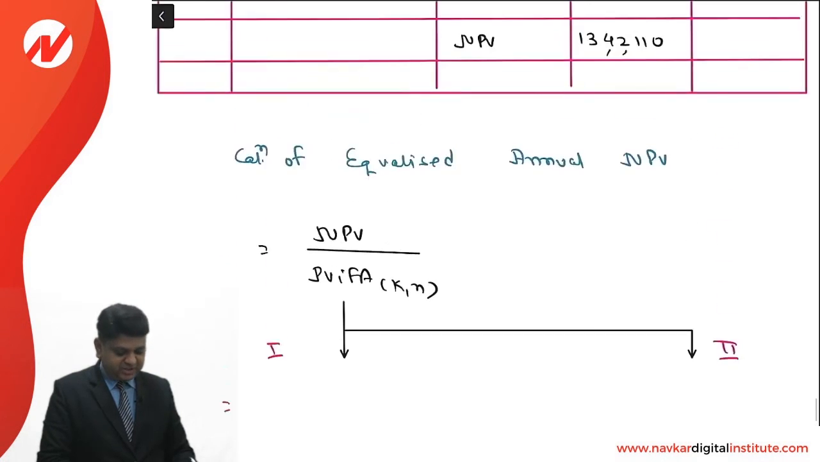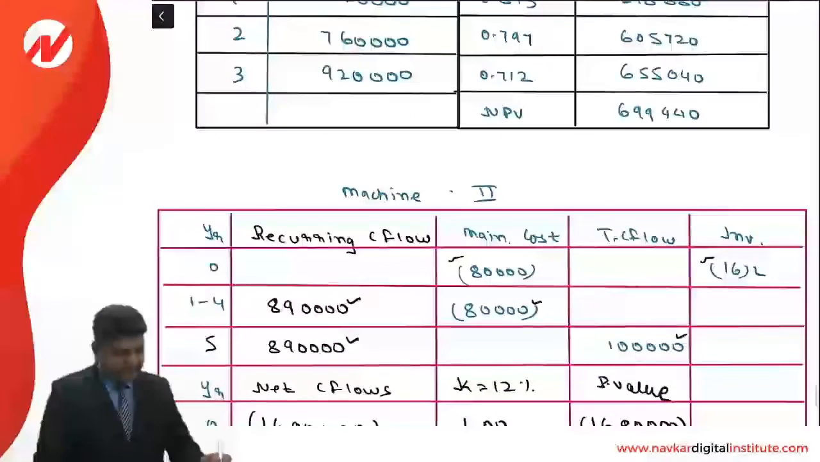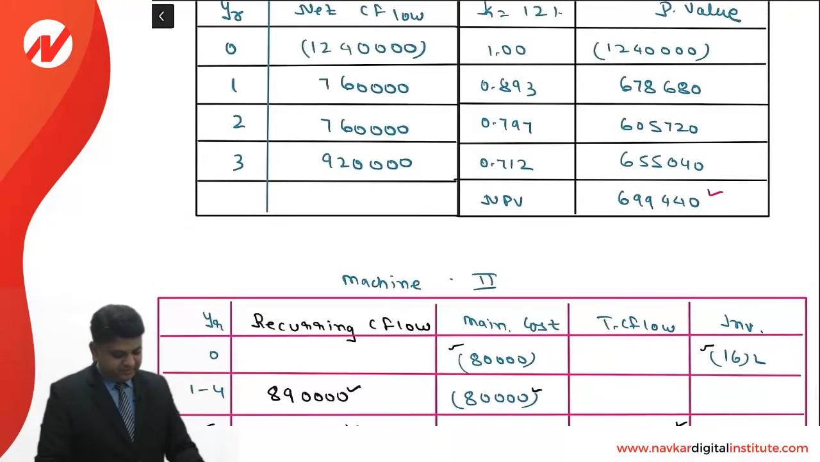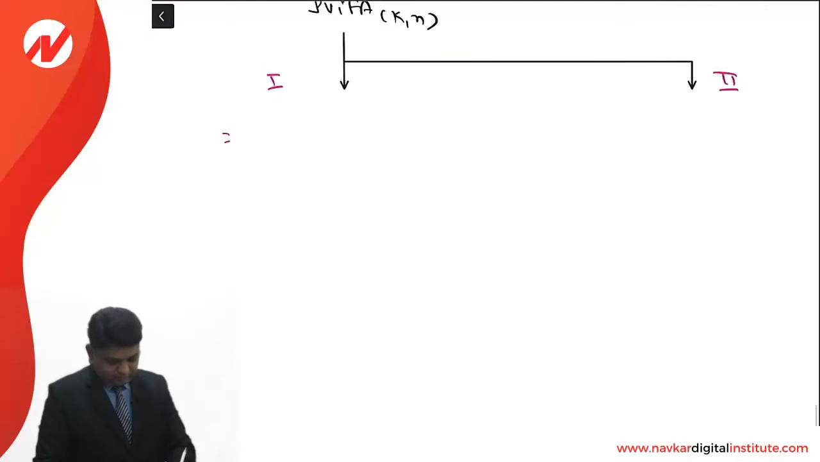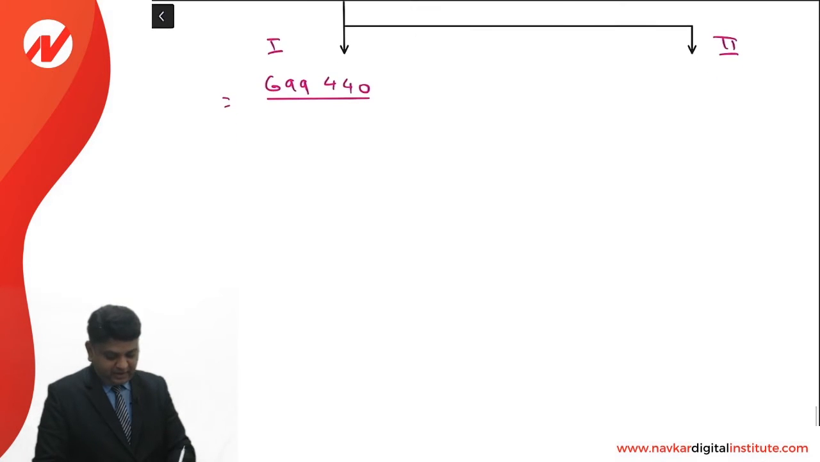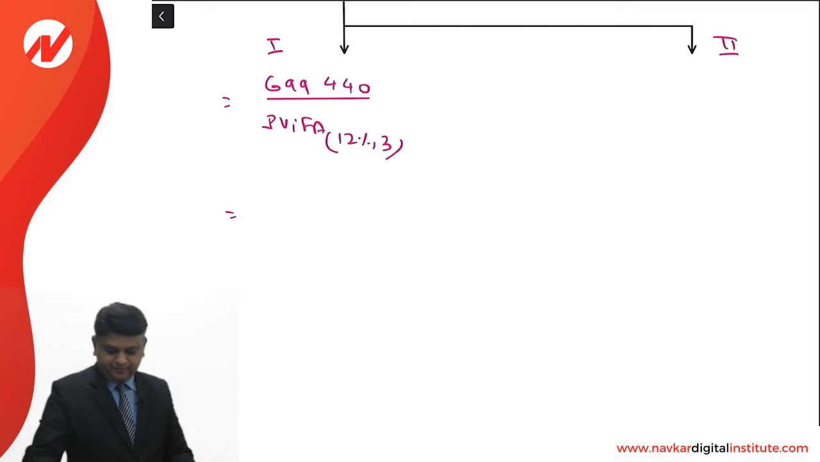As far as the first machinery is concerned, the NPV value is 6,99,440. That is NPV, divided by PVIFA at the rate of 12% for 3 years. So 12% for 3 years, annuity factor is given to us as 2.402.